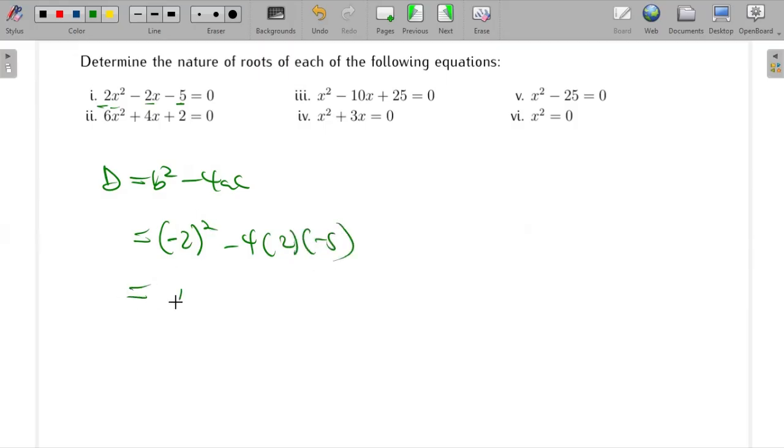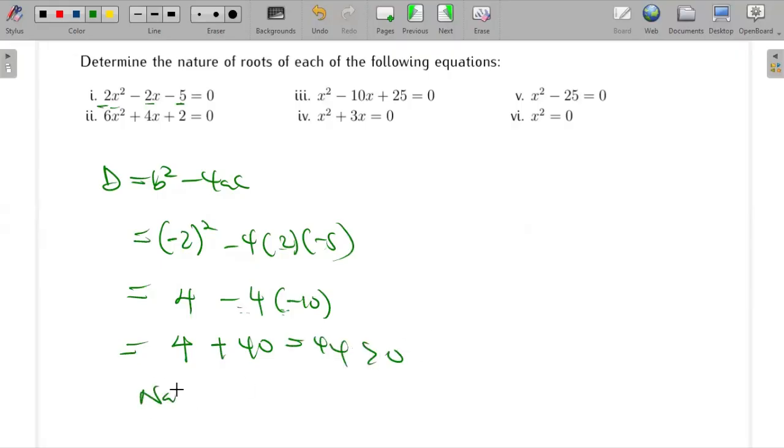So here, this you get 4, then minus 4, and here when you multiply, you just get negative 10. Then you multiply the negative by that, so you get 4 plus 40. This just gives us 44. And 44 is greater than 0.